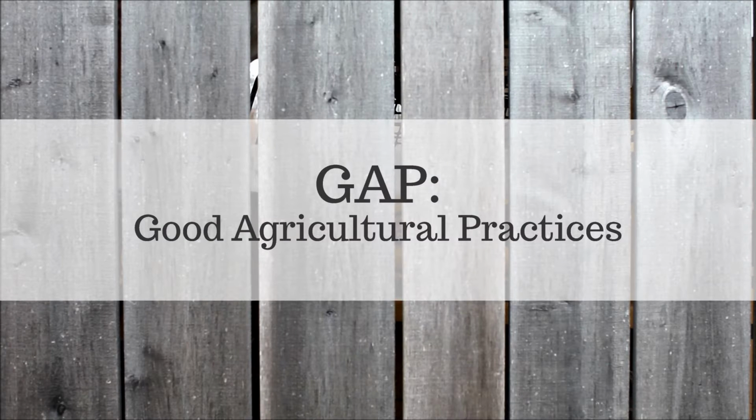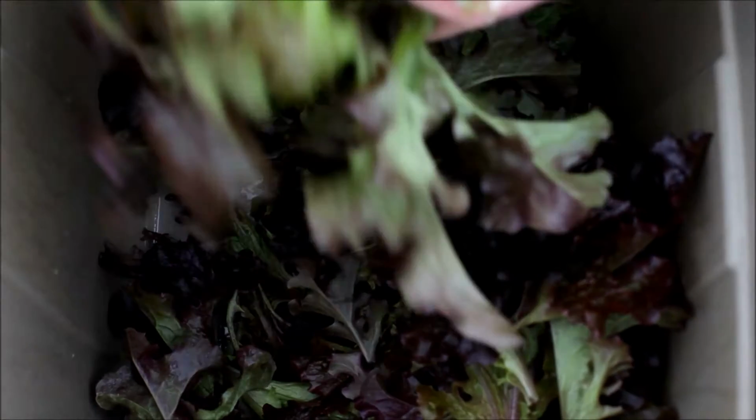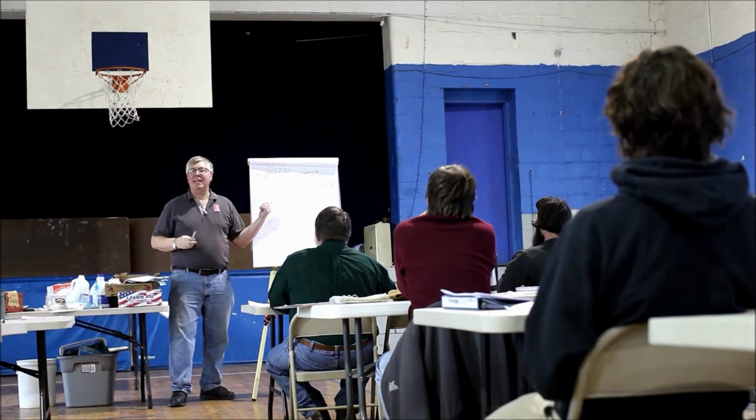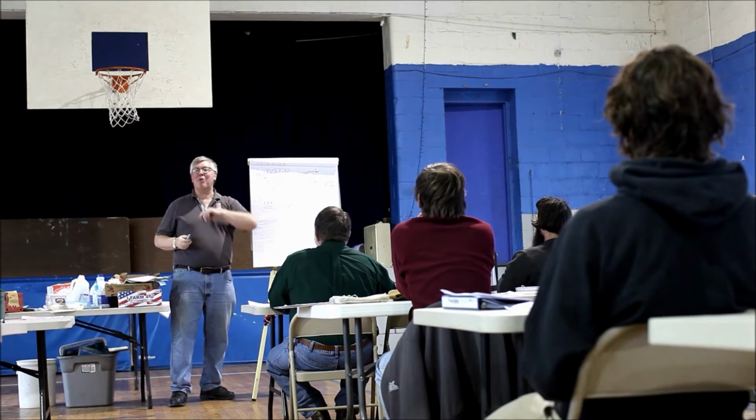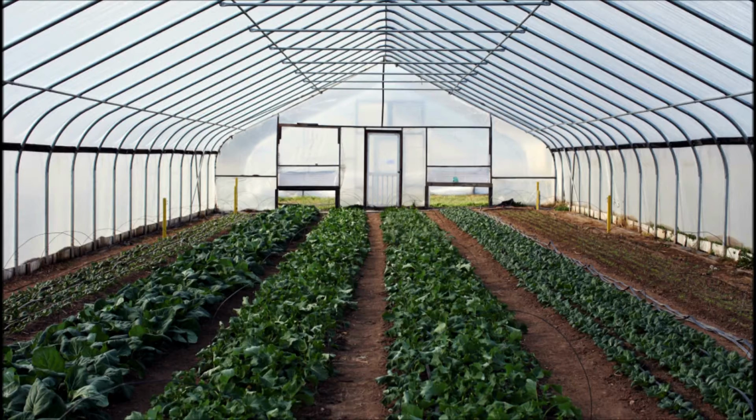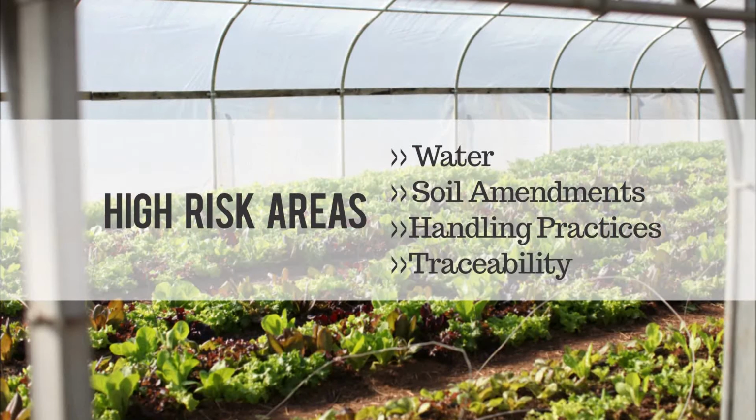In this video, we will discuss how to identify the activities on your farm that can hold potential biological risks, and how to evaluate your farming operations for solutions to any potential produce contamination. We will focus on performing on-farm assessments in 4 distinct high-risk areas: water, soil amendments, handling practices, and traceability.